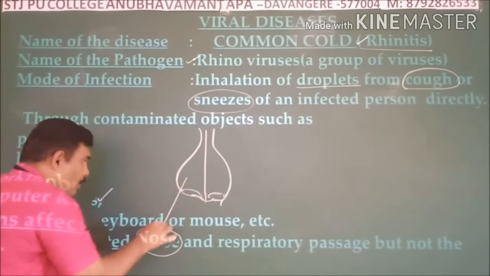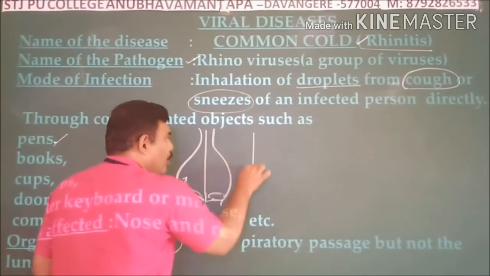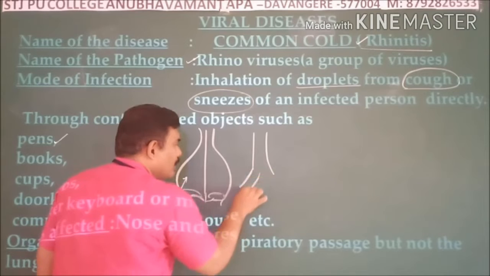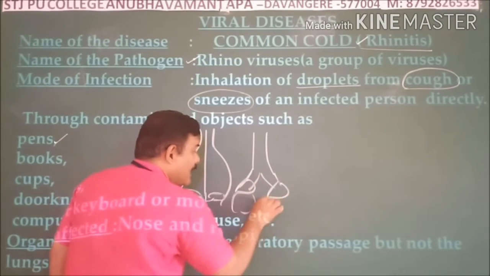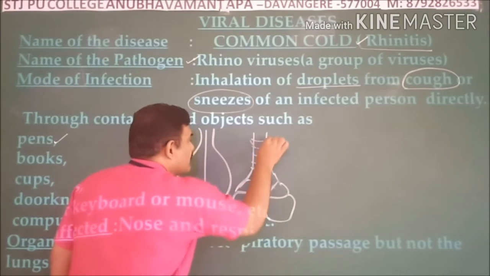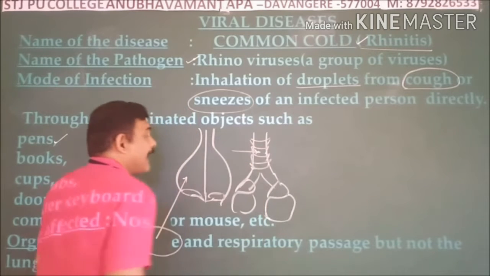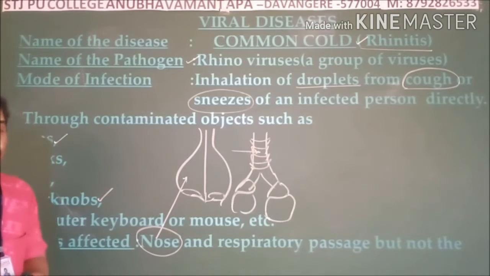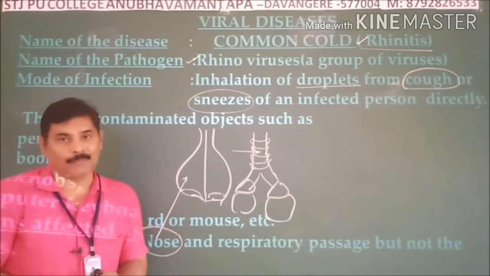So the first organ that is affected is the nose, whereas the second organ that is affected during this common cold is the air passage, or respiratory tract. The respiratory tract will get affected. These are the two important organs that get affected when a person is suffering from the common cold.